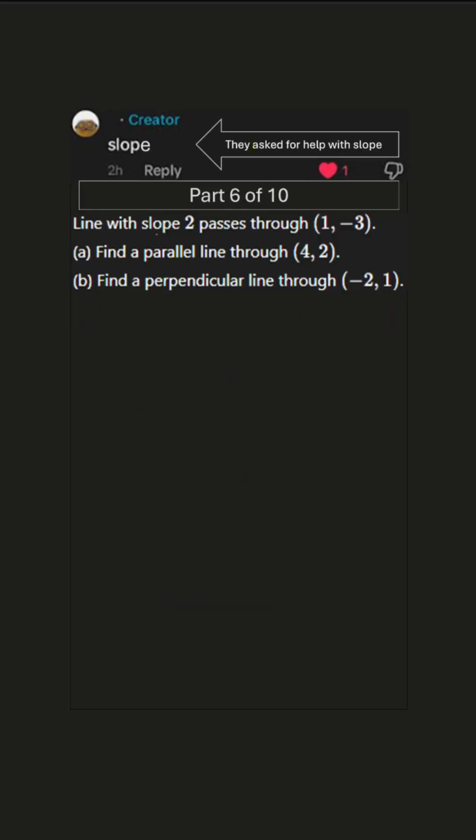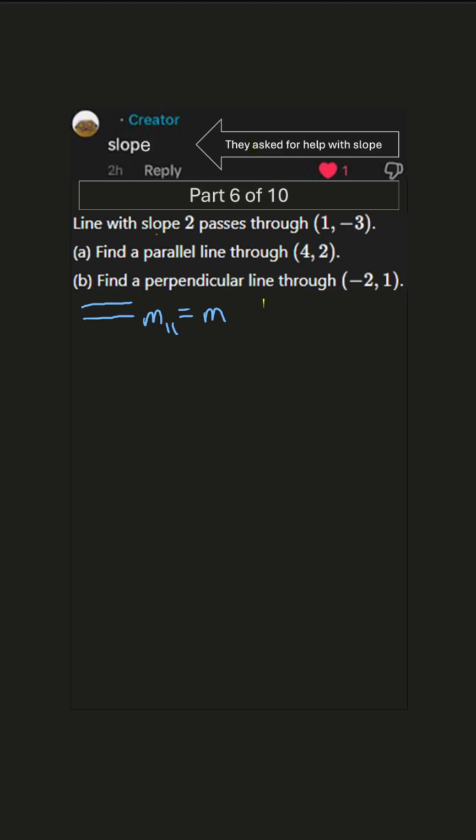How do you find a parallel or a perpendicular line? Well, let me show you. It has everything to do with slope. Parallel lines look like this. They never cross, ever, no matter how far they go. They have the same slope. So m parallel, the slope of the parallel line, equals the slope of the original line.